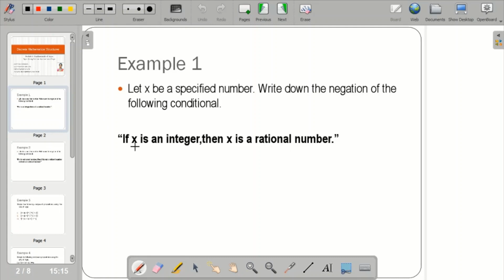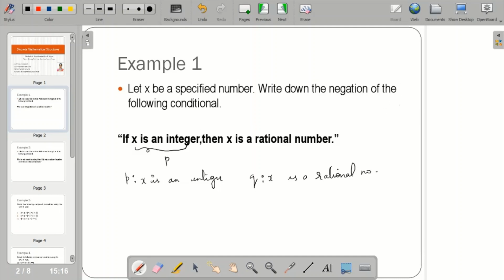So let us take this as p, that is, p is nothing but x is an integer. Okay, you know that if p then q, where q is x is a rational number. Let x be a specified number. Write down the negation of the following conditional. You need to find the negation of the following conditional. This is just a conditional.